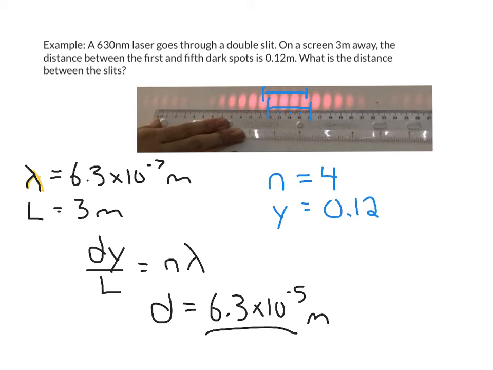Some people, when they see this question, will do it a little bit differently. If the first to the fifth is 12 centimeters, they'll divide that out and say that's equivalent to an n equals 1, and then divide the y distance by 4, which is 3. If you go through the math using those numbers, you'll get the exact same d value. It's equivalent, just a slightly different way of thinking it through.